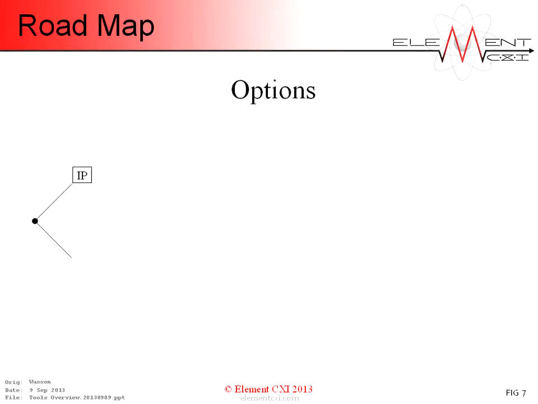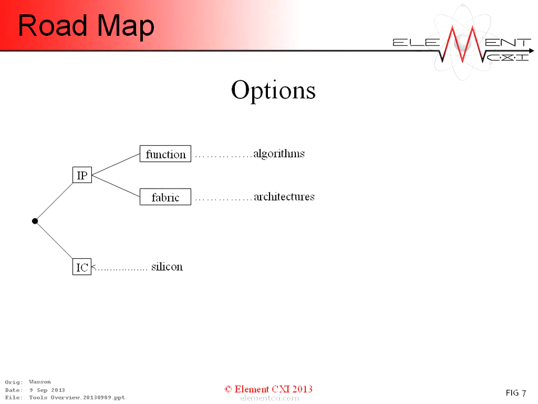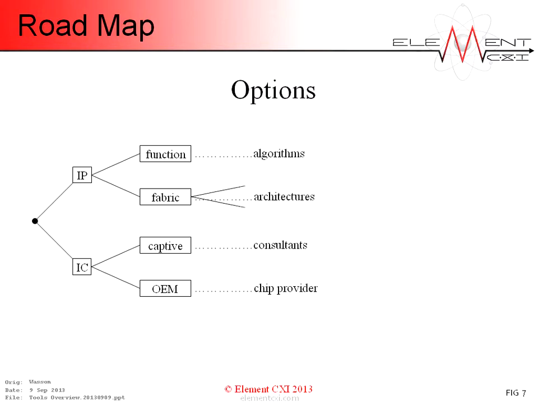The type of tools needed depends on the company roadmap of options. We can build IP or an IC. Building IP, we can deliver functions, algorithms, or fabric, architectures. We can build silicon as either a captive house, consultants, or as an OEM, chip provider. As fabric providers, we can deliver either soft IP, fabric generators, or hard IP, fixed fabric.